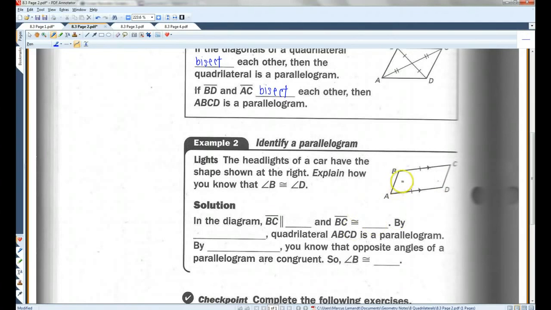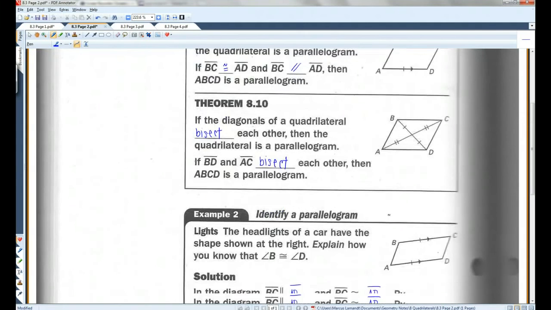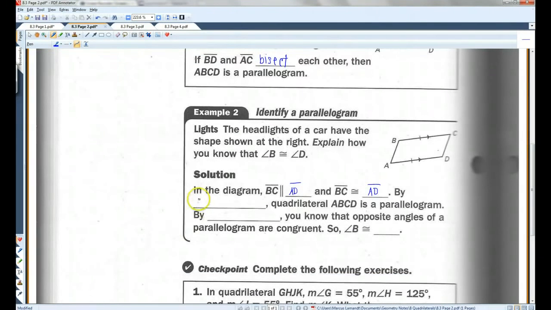Okay? Now, in the diagram, BC is parallel to AD. That's what those little arrows mean. And BC is congruent to AD. By theorem 8.9, quadrilateral ABCD is a parallelogram. Now, because it's a parallelogram by theorem 8.4, that's what we learned in the last section, you know the opposite angles of a parallelogram are congruent. So angle B is congruent to angle D.